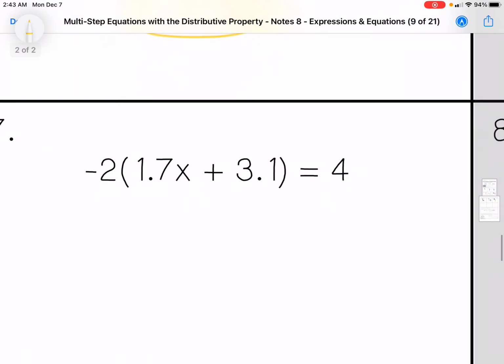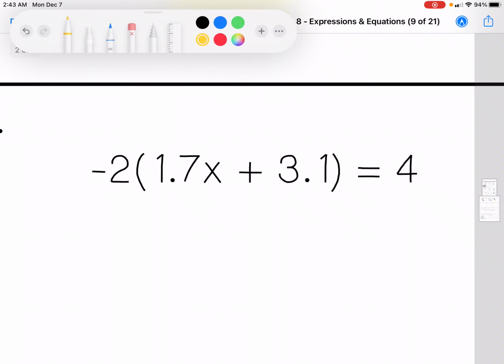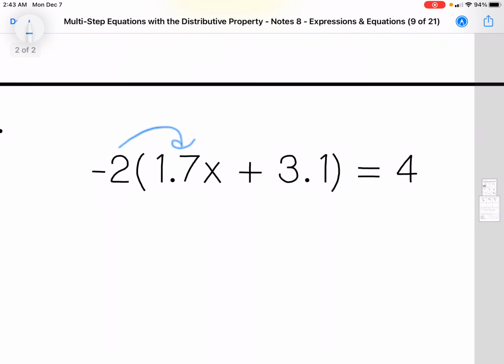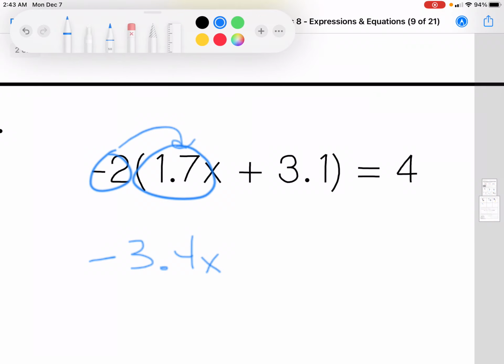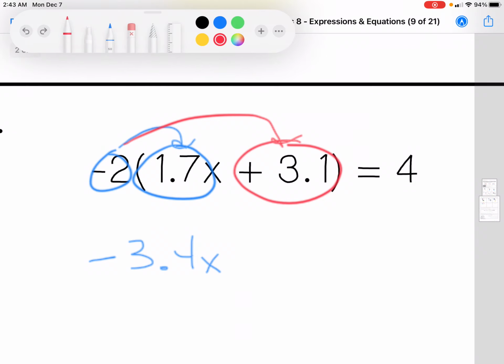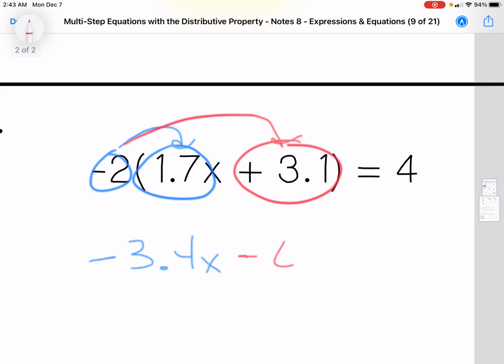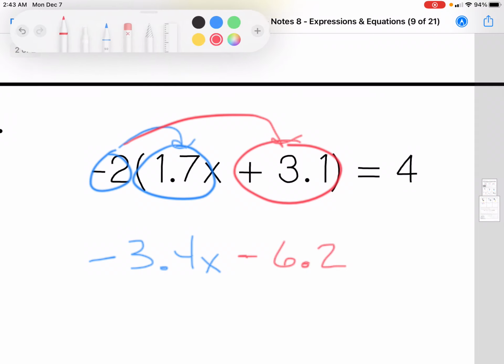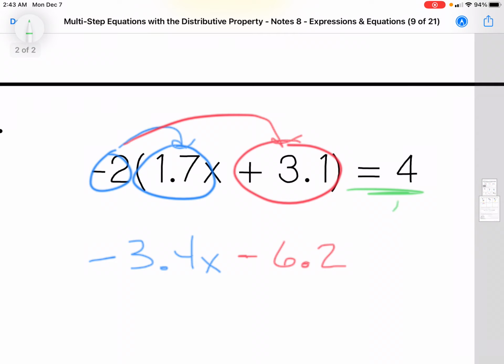All right, now we're talking about decimals. Ooh, this one could get dicey. -2 times 1.7x is going to be -3.4x. -2 times a positive 3.1 is going to be -6.2. Didn't touch it, so I'm just going to write it over here.